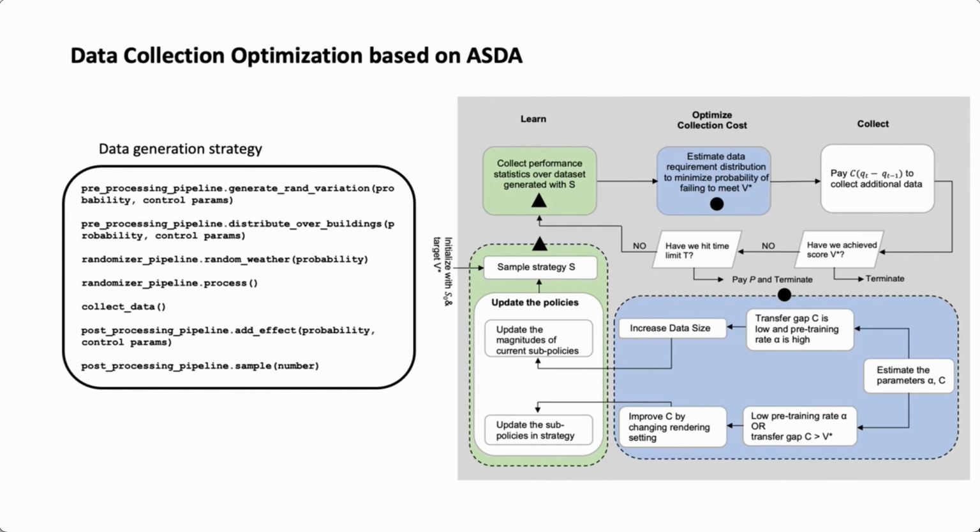To meet the performance target, we model performance as a function of data size as well as the content gap to determine whether we need to change the setting and complexity or merely increase the data size for the next iteration. Based on performance statistics feedback over collected data, we update the magnitudes of operations to increase data size, or we update the sub-policies into a strategy to change rendering settings in collected data.